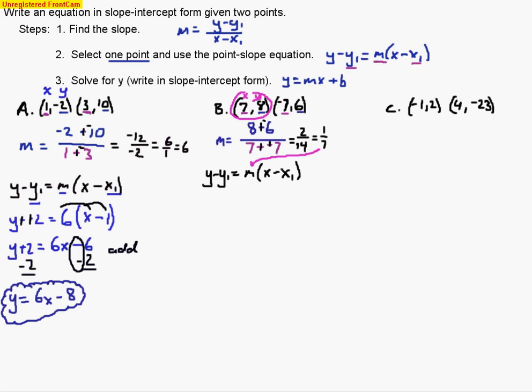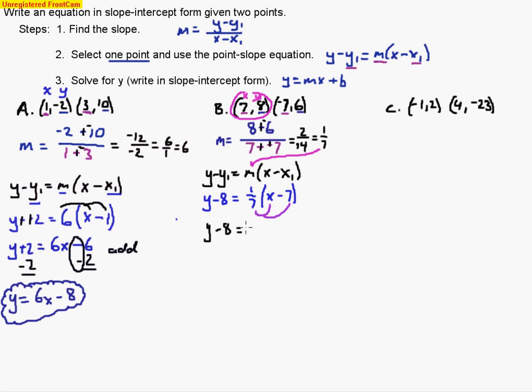So we can go ahead and rewrite what we've got. So we'll start with the y minus 8 equals our slope of 1/7 times x minus 7. So we go ahead and use that distributive property. And again, I'm multiplying the 1/7 by x, 1/7 by negative 7. So when I do that, I've still got that y minus 8 on the left-hand side.